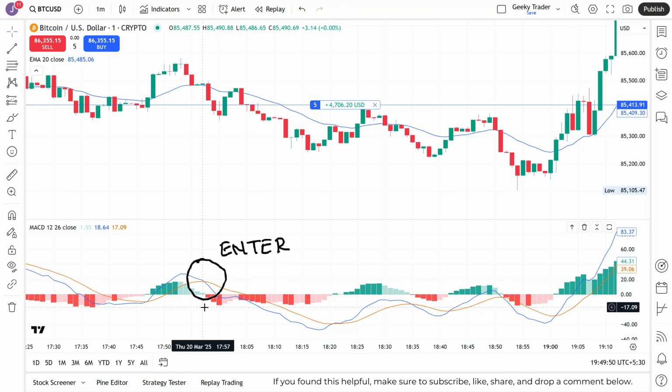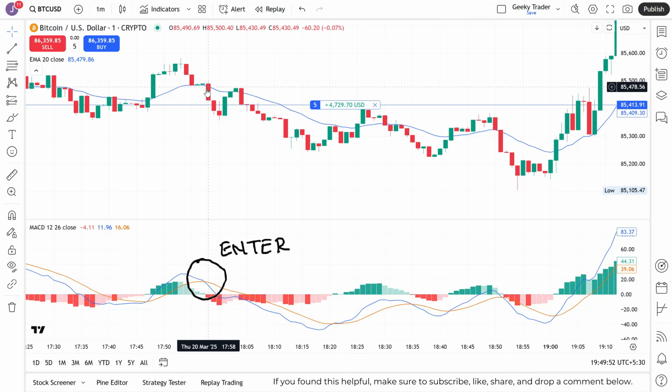Now, we need to confirm this signal with price action and the 20 EMA, Exponential Moving Average. The price moves below the 20 EMA blue line, showing that the trend is weakening and sellers are taking control. A red candlestick crosses and closes below the 20 EMA, which further confirms that the downtrend is strong.